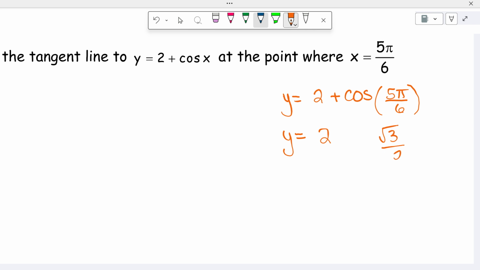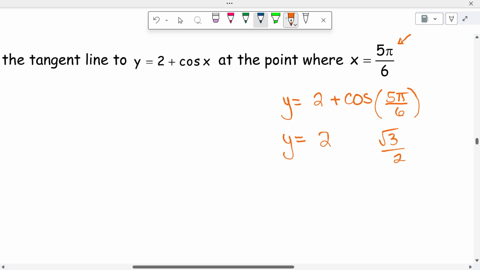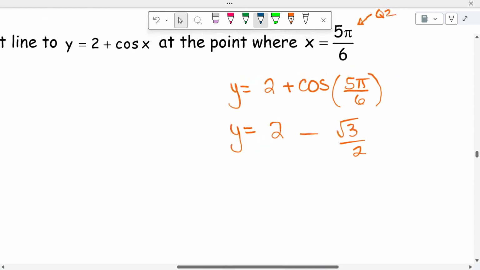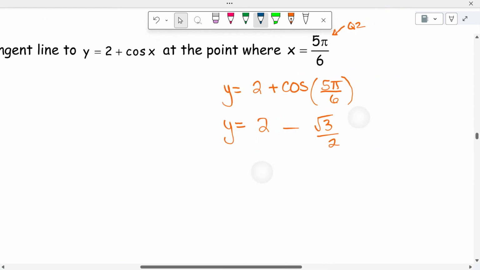But we already said that this was quadrant 2. You guys agree? So in quadrant 2, cosine is negative. So that is your ordered pair. Do you guys want to put it together right now, or do you want to leave it separate? You can leave it separate if you want. We can deal with it later. But you guys pick. Leave it together or separate. You guys pick. I don't care.